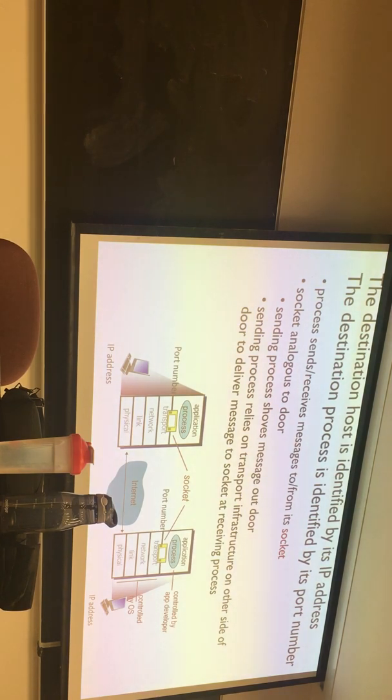Then how do you identify a process to communicate with? First you have the IP address. Second, you need a port number. For example, if this host needs to send a message to this process, it first needs to identify this host by its IP address. Then when this message is delivered to this host, the host will look at the port number and send the message to the correct process based on its port number.